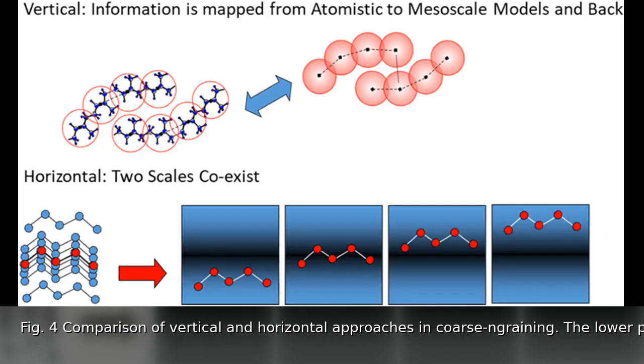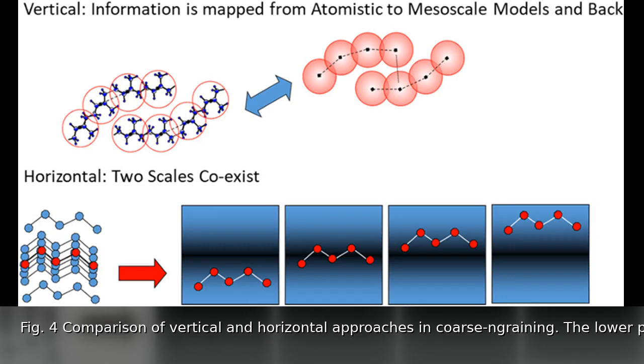Figure 4 compares 2 coarse graining strategies, vertical and horizontal approaches. The vertical coarse graining approach involves mapping information from finer atomic level descriptions to coarser levels, commonly employed in methods like reverse Monte Carlo or iterative Boltzmann inversion, and in parametrizing classical force fields from quantum chemistry. This path moves downward in resolution to build simplified models.